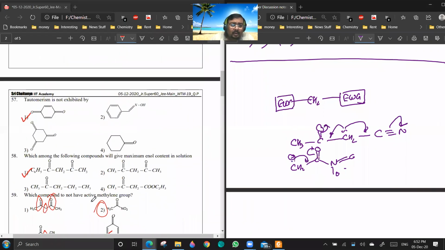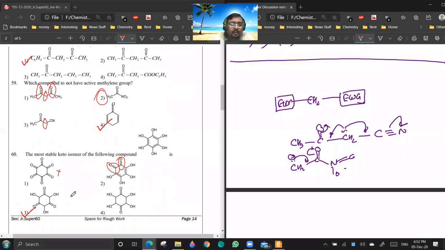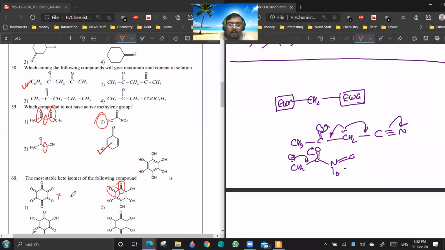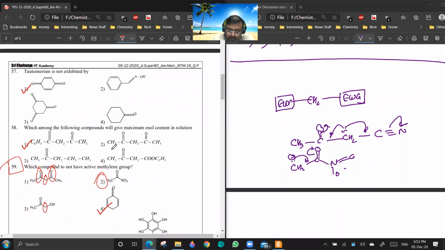Sir, option 2 is also correct because there is no methylene group, right? Okay, we can say that also. Okay, 59 is definitely going for a change. After that, 57, 58. No doubt, sir.